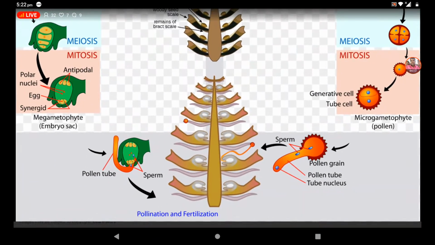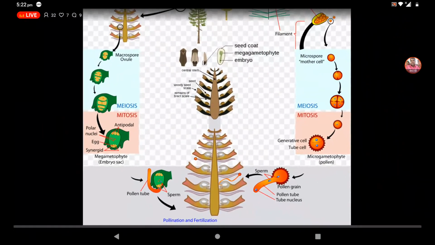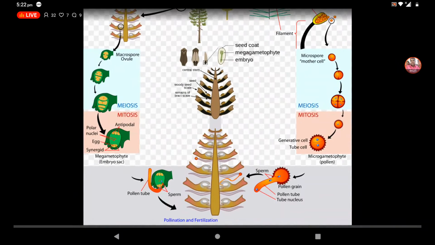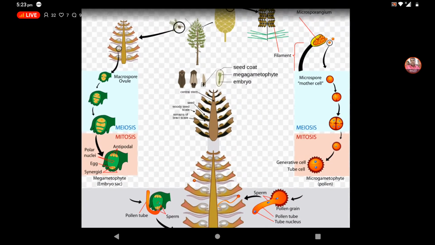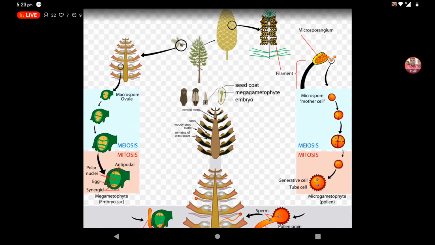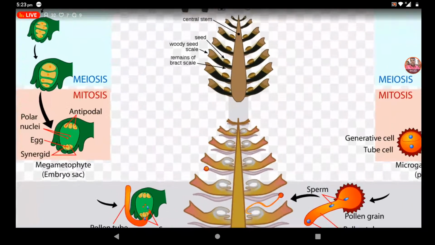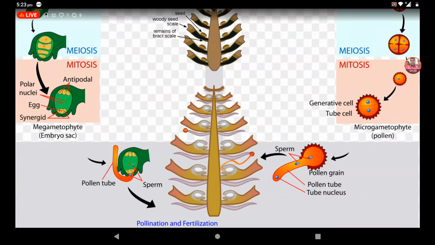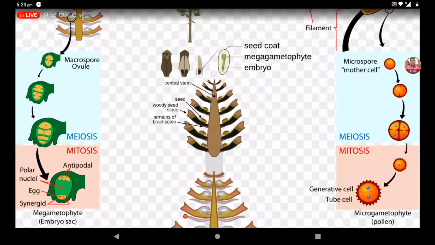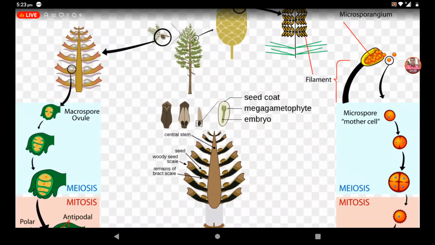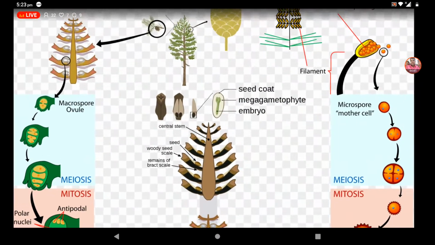These two sides are taken separately here. If you observe, on the left side they have taken the megasporophyte, the megasporangium. On the right side, only the microsporangium is taken, not the complete life cycle. On the left is the megasporangium, so the development, fertilization and even the formation of seed can be identified.